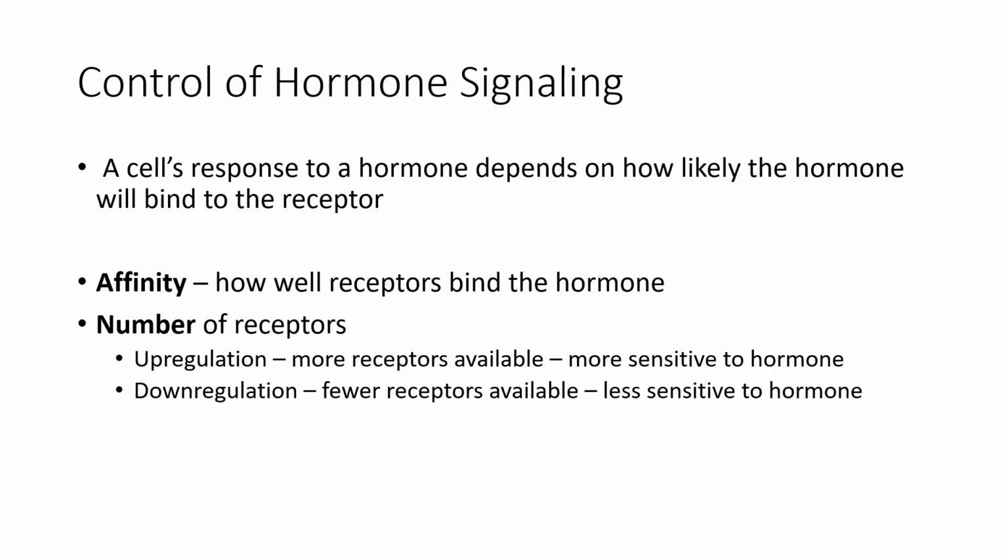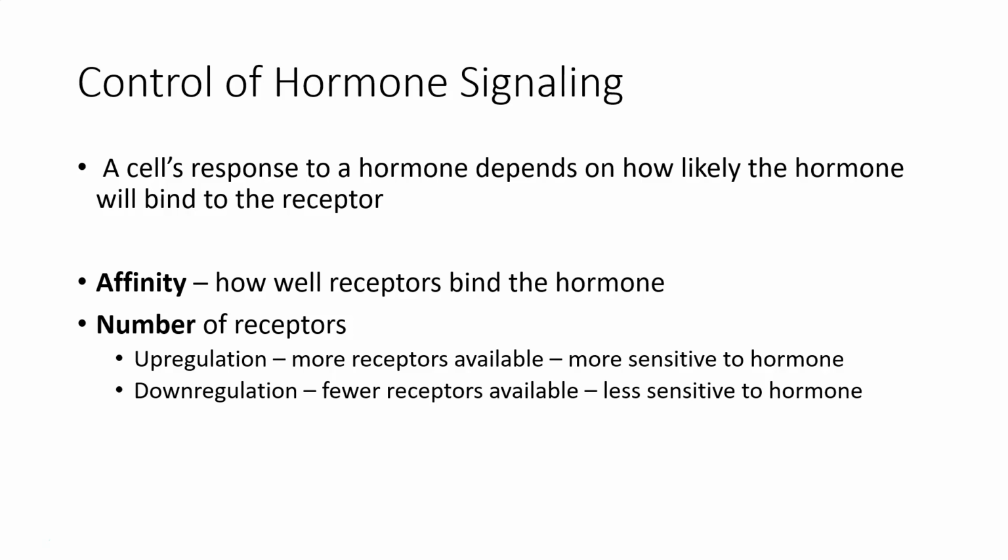When these hormones reach their target cell, how that cell responds to the hormone depends on how likely the hormone is to bind to that receptor. We have two terms you should understand regarding hormone signaling. The first is affinity. This is how well do these receptors bind the hormone? Are they easily bound, or does it take a little bit of work? A high affinity is when you have a key that you slip into that door and it easily fits and turns. A lower affinity is that one key that you have to wiggle and kind of get in just right in order for it to fit into that lock.